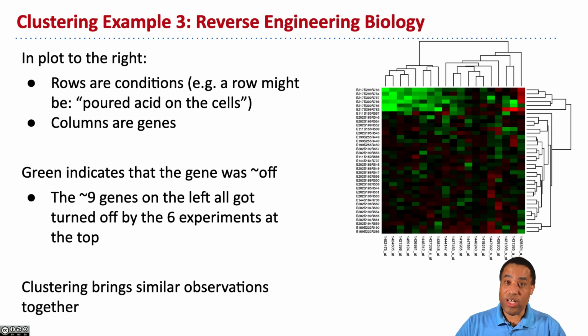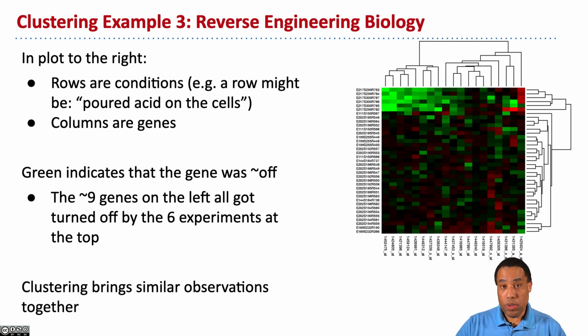Okay, so the third example I'd like to show you is one about understanding biological processes. Here we have a plot of gene expression data. Along the x-axis, we have columns that are genes, and the rows here are conditions. So it's something that we did to a cell, and it affected the genes in that cell.